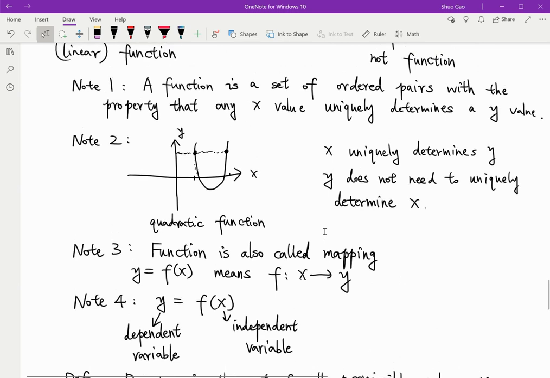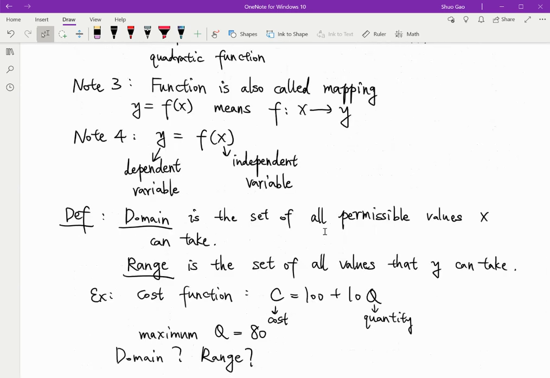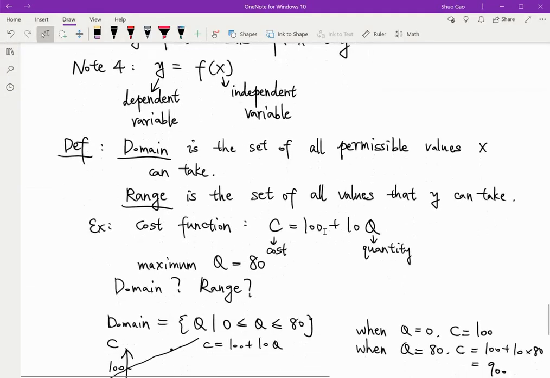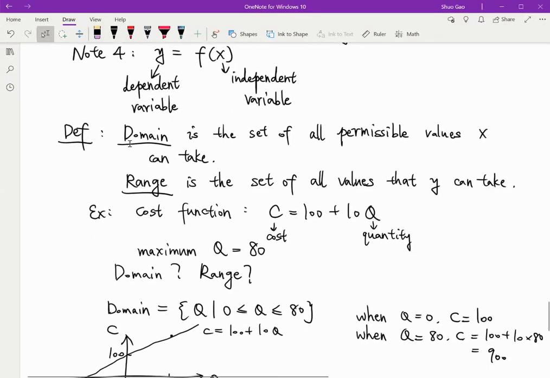Okay, so this is the definition of a function, and we have 4 notes. In the last part, we talk about 2 concepts. This is our last topic here. Domain definition: the domain is the set of all the permissible values that x can take. And the range is the set of all the values that y can take.